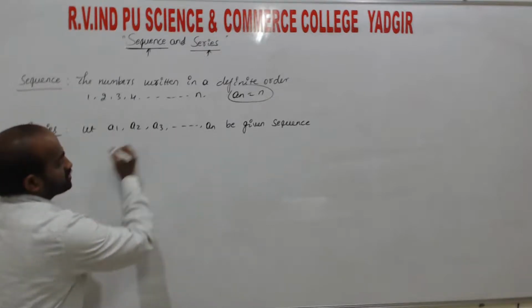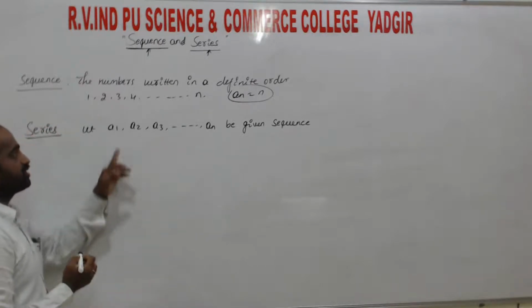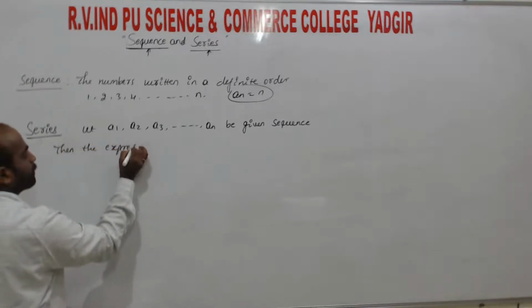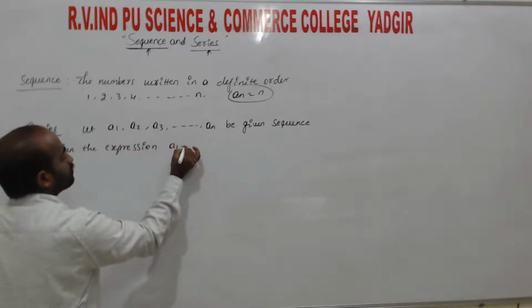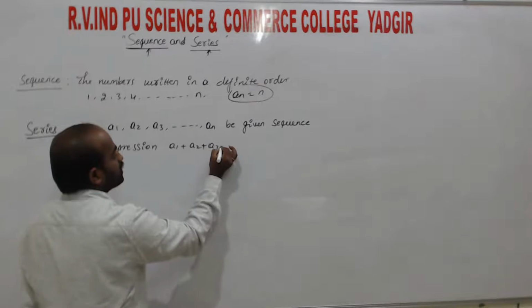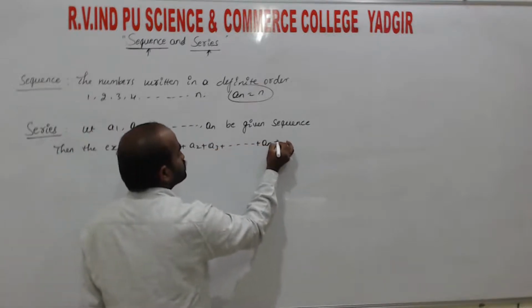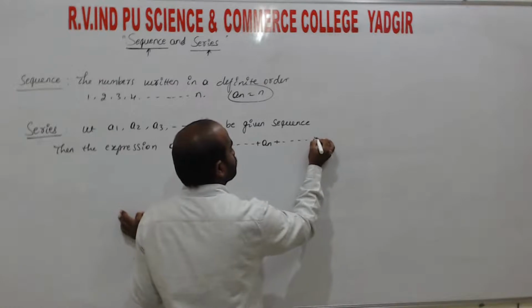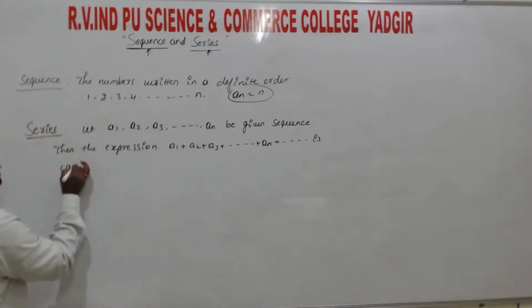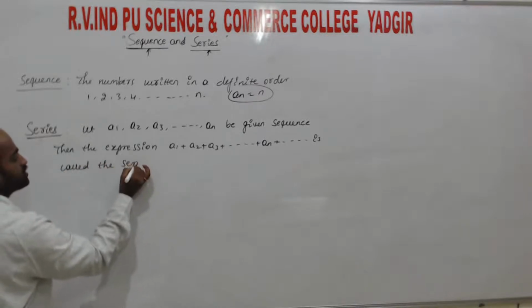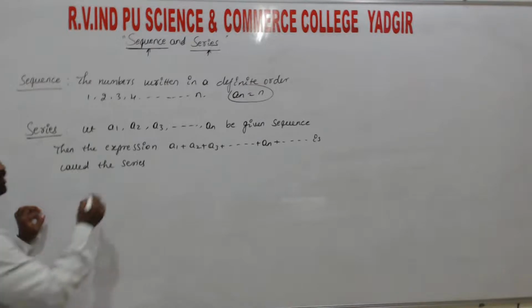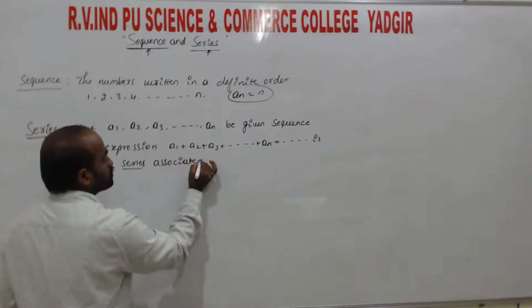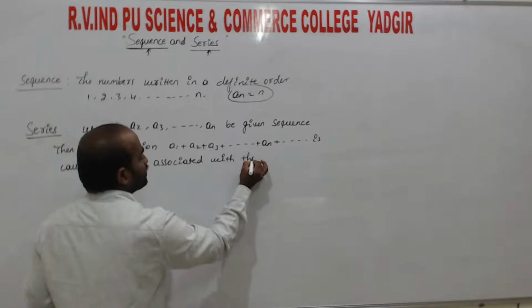These are the sequence. Then the expression A1 plus A2 plus A3 plus and so on plus AN is called the series associated with the given sequence.